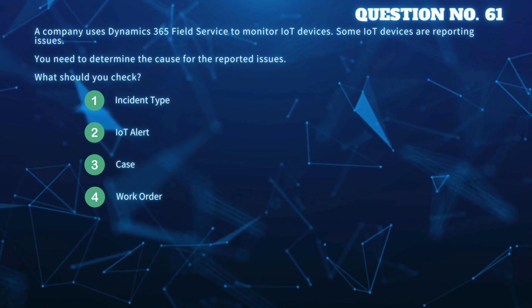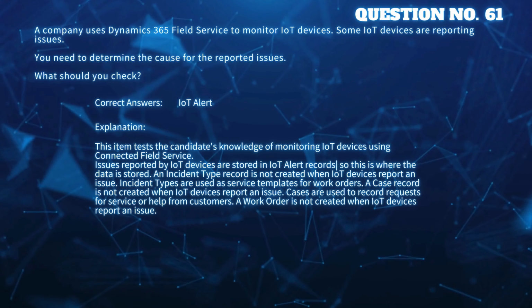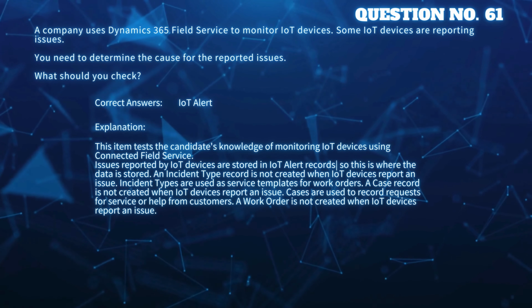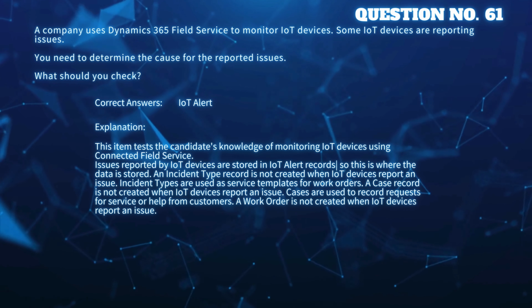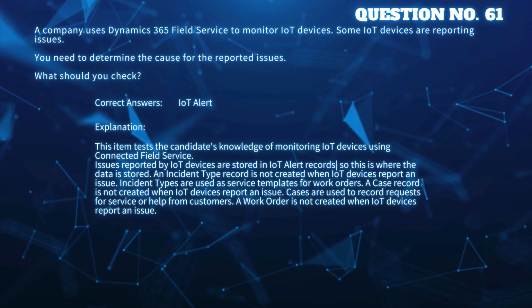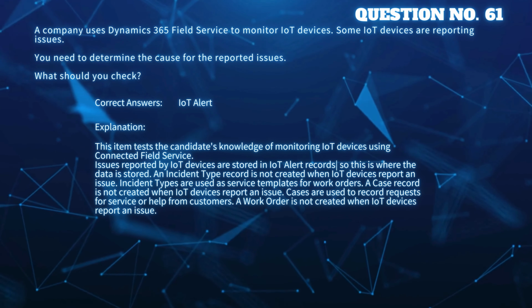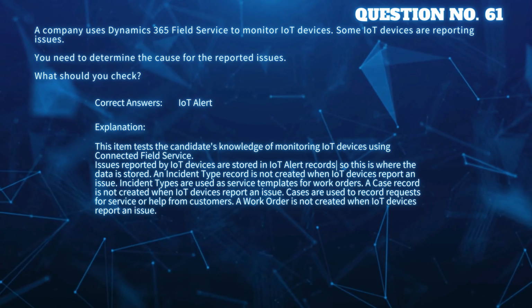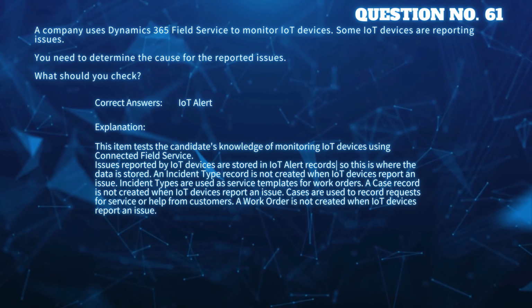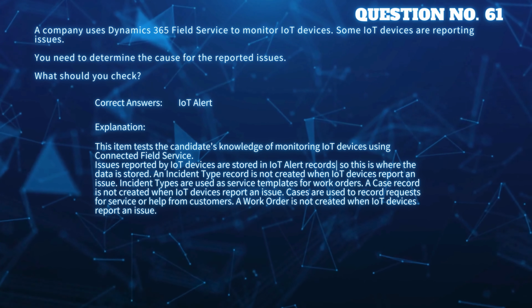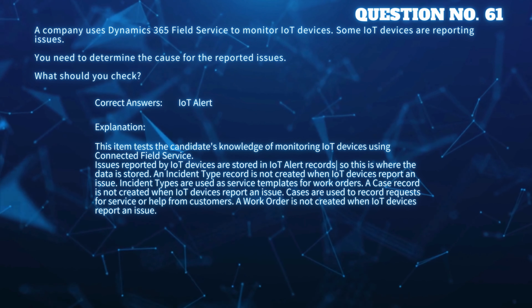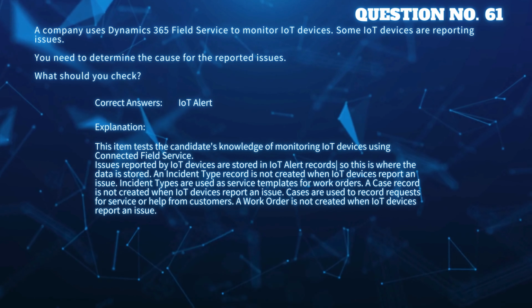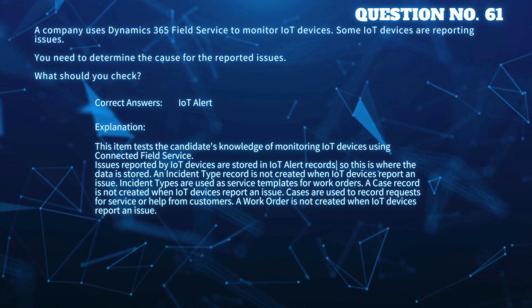Explanation: this item tests the candidate's knowledge of monitoring IoT devices using connected field service. Issues reported by IoT devices are stored in IoT Alert records, so this is where the data is stored. An incident type record is not created when IoT devices report an issue. Incident types are used as service templates for work orders. A case record is not created when IoT devices report an issue. Cases are used to record requests for service or help from customers. A work order is not created when IoT devices report an issue.